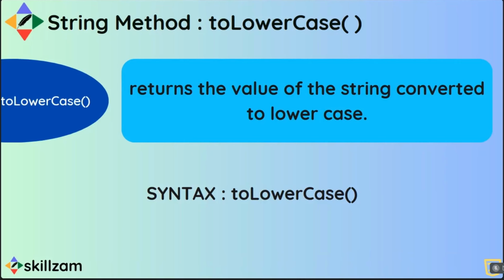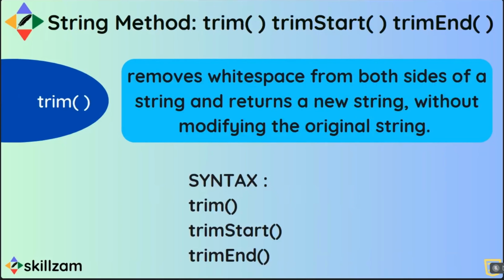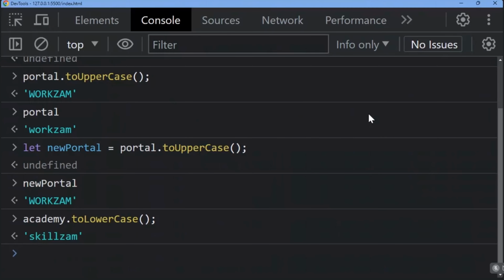All right, now moving further, trim. Okay, trimStart, trimEnd, again those are additional methods, but the major one is trim. What it does, trim will remove the white spaces from both sides of the string and return the new string without modifying the original string. All right, it is not going to modify the original string, but it will return the new string, and we can capture that into a new variable wherever we want to use it. Now let's see how that works.